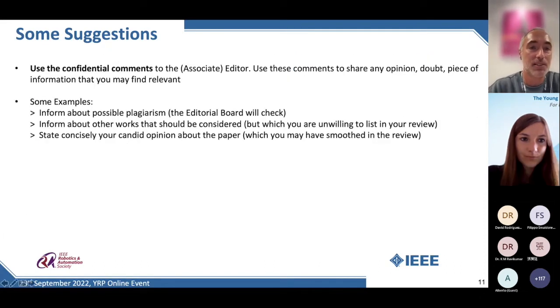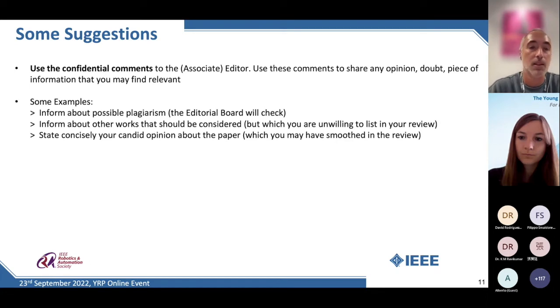One of the final points is, when you submit a review, you also have a text box, which is called, in general, confidential comments to the editor or the associate editor. These comments will be seen only by the editors. They won't be seen by the authors. So use these comments, they are very helpful. Use them to share whatever you want to share about the paper that you don't want to have in the review. You can say whatever you want. These comments will be read by the editor.